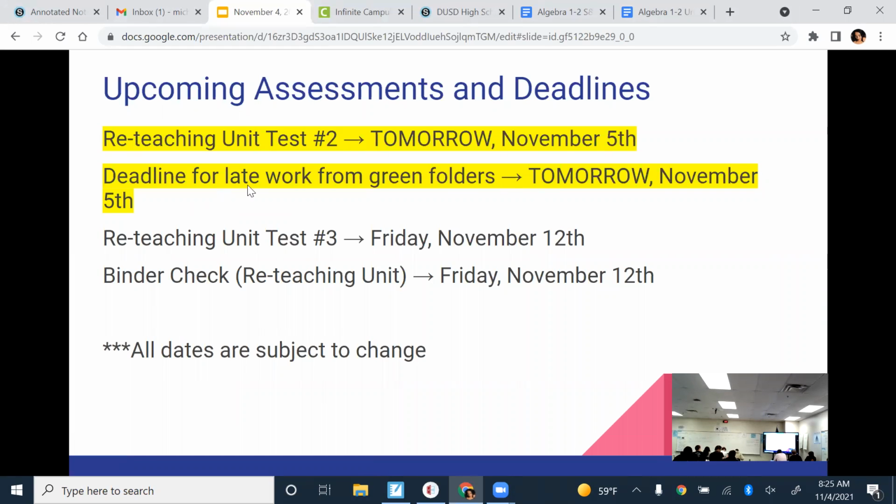And also tomorrow is the deadline for late work from the green folders. So if you've been slacking on that, I've been letting you know since last week and giving you a missing assignment report and all of that. Then just know tomorrow is the last day. Questions?